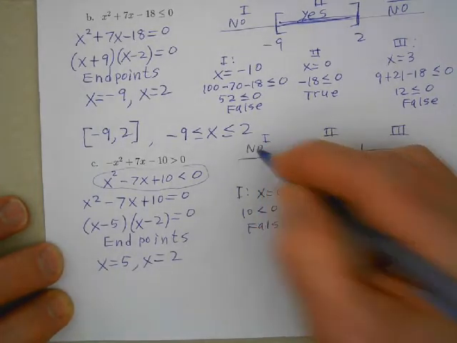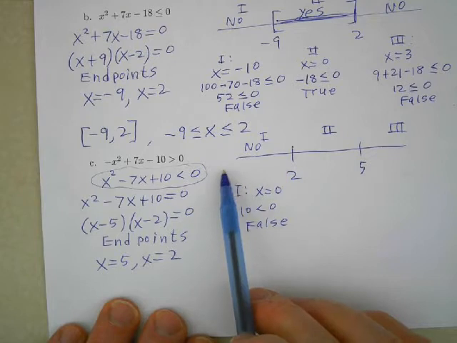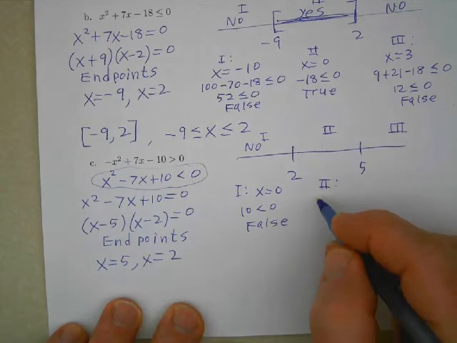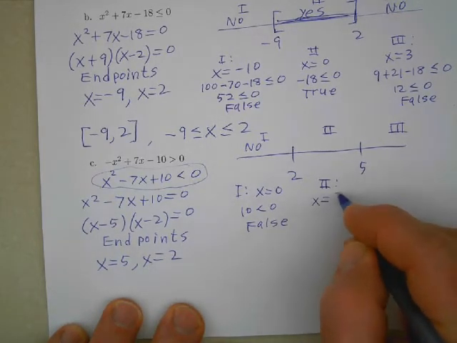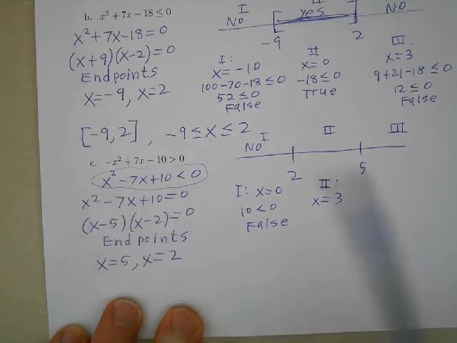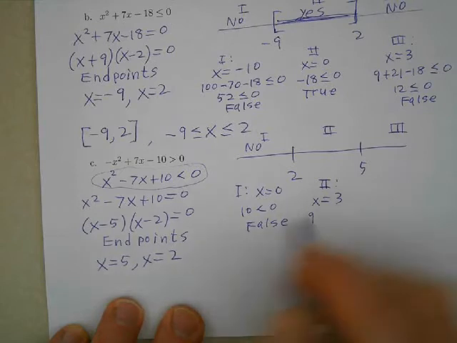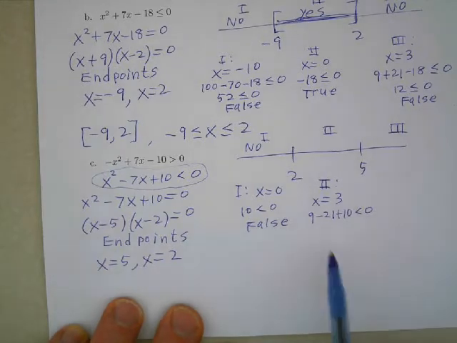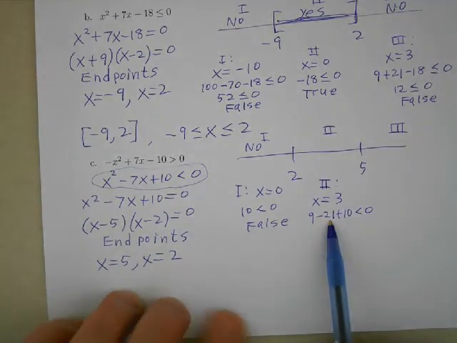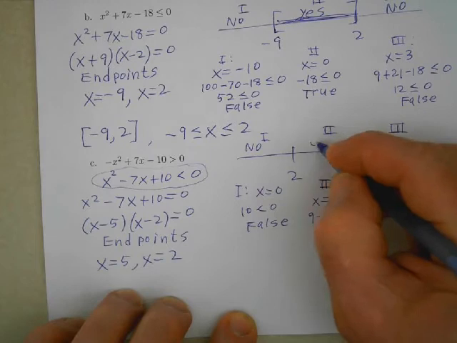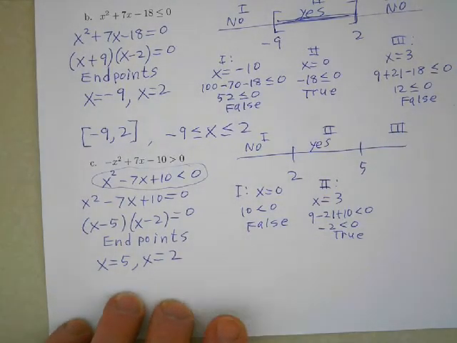So none of the numbers from negative infinity to 2 are solutions. In the second interval, we can pick any number between 2 and 5, so I'll pick 3. And then in this inequality, replace every x with 3. 3 to the second is 9, minus 7 times 3 is minus 21, and then plus 10 less than 0. 9 minus 21 is negative 12. Negative 12 plus 10 is negative 2, and negative 2 less than 0 is true. So all of the numbers between 2 and 5 are solutions.